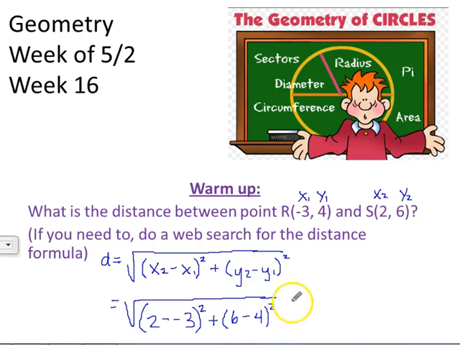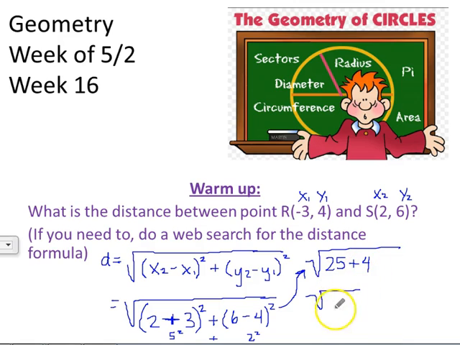So I'm going to continue up over here. So we've got 2 minus -3, which I know becomes a plus sign. We're going to add those. So 2 plus 3 is 5. 5 squared is 25, and then we're going to add to it 6 minus 4, which I know is 2. 2 squared is 4. So I just simplified that up here. Let's go ahead now. 25 plus 4 is 29.